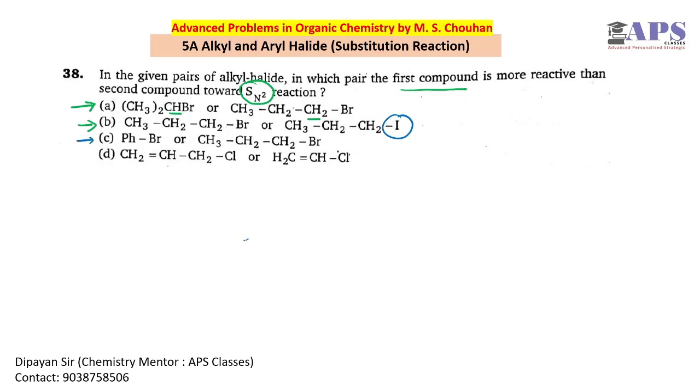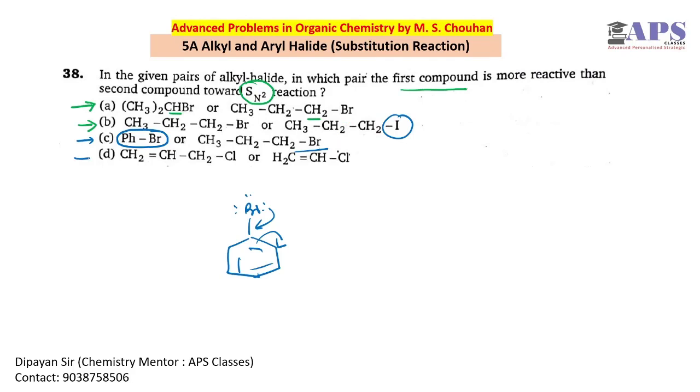In option C, this bromine is conjugated or present in resonance with this pi bond. So this bromine is a very bad leaving group. So this bromine cannot be eliminated by SN1 reaction or SN2 reaction. So this is also a very bad leaving group in SN1 reaction. Here we have to compare SN2 reaction. Okay. So the first one is a bad leaving group, the second one is a good leaving group. So in this case also the second one will react faster.